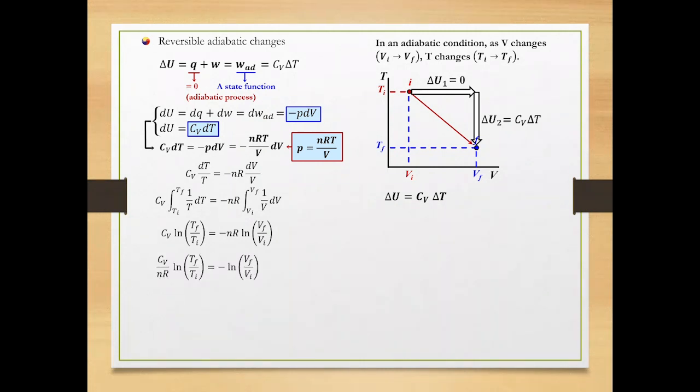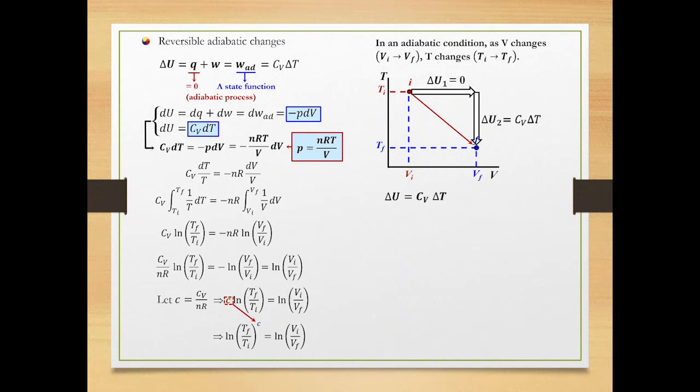Move nR to the left side of the equation. Negative log Vf over Vi can be rewritten as log Vi over Vf. You may remove the negative sign by flipping the fraction inside a log. Since Cv over nR is a constant as a whole, you can replace it with a single constant C in the equation. Now the constant C can be brought inside a log as an exponent like this.